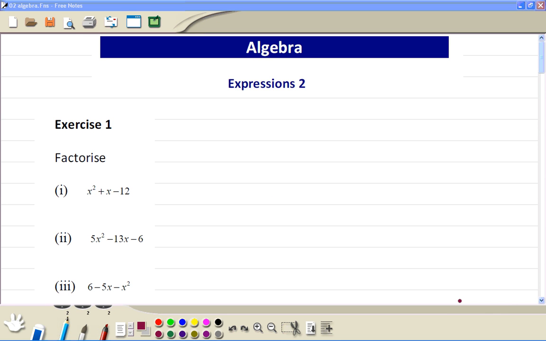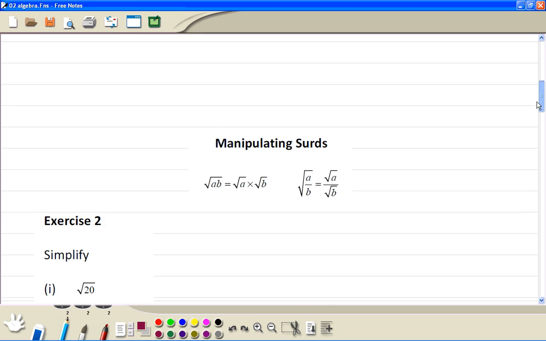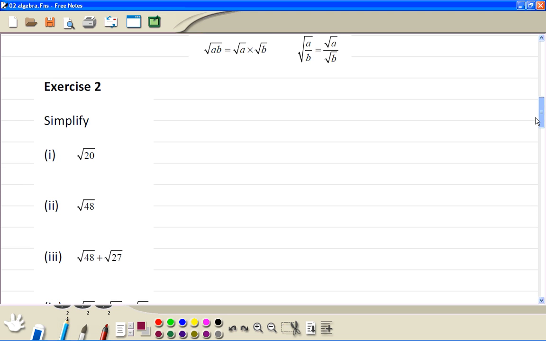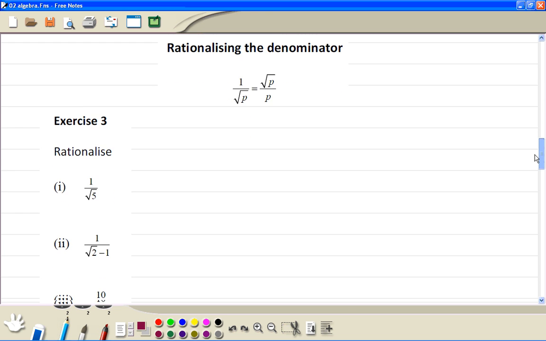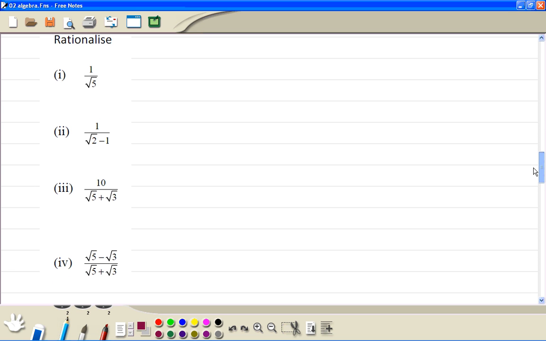Algebra, expressions 2. Try these questions yourself when you've done them. Then watch the clip. Here's exercise 1. Exercise 2. And exercise 3.